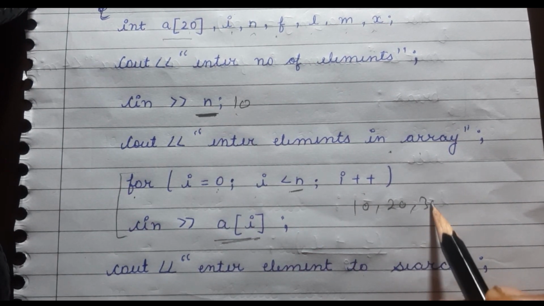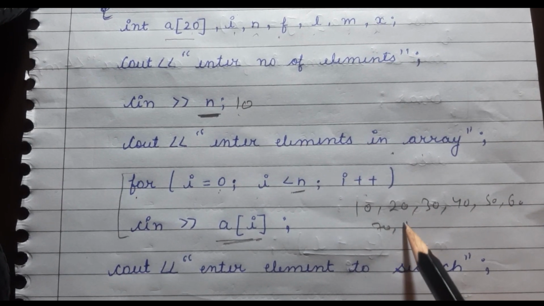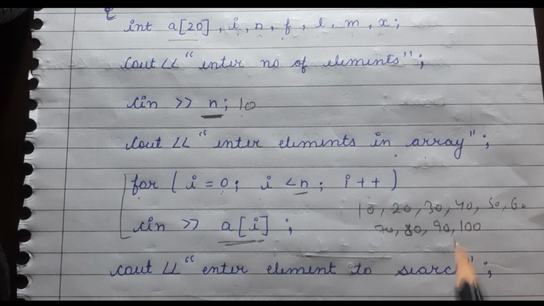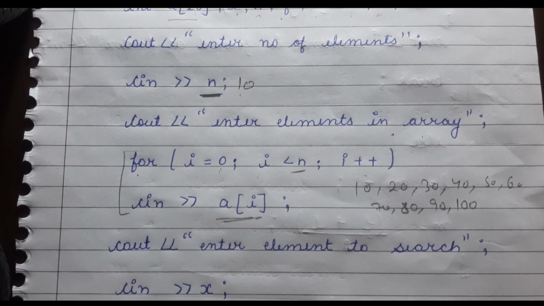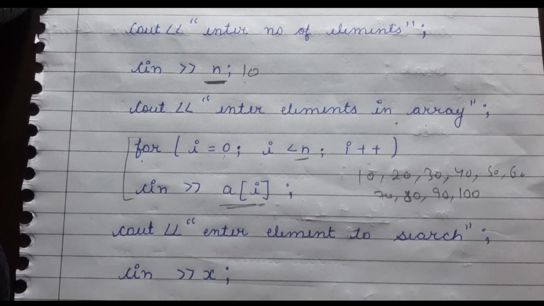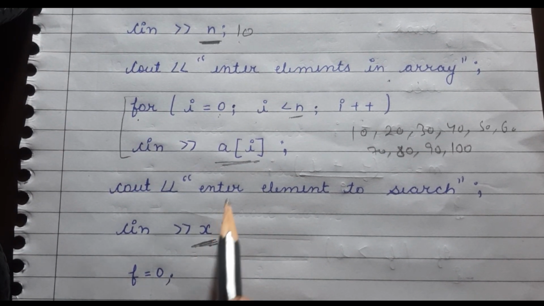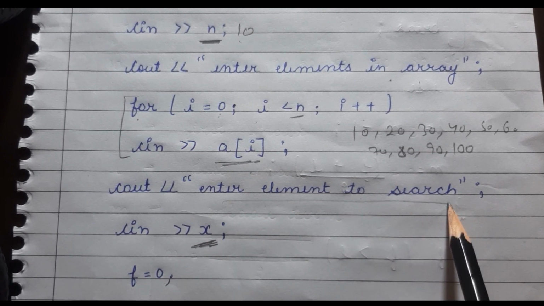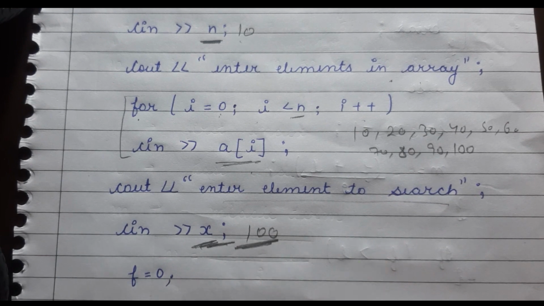Now n has a value 10, so 10 elements are entered: 10, 20, 30, 40, 50, 60, 70, 80, 90 and 100. These 10 values are entered by the user, and all elements are already in sorted order. Okay. After this we enter the value of x, the element you want to search in an array. So first we display the message, enter the element to search, then we enter the value of x. So here you enter the value of x as 100.